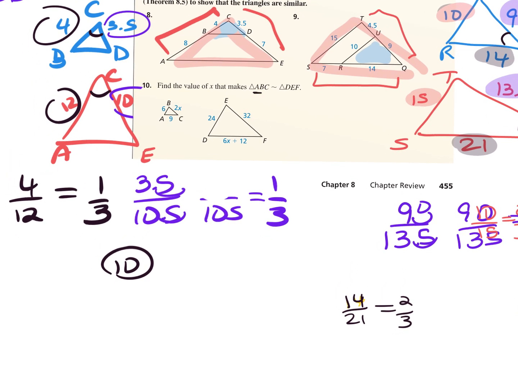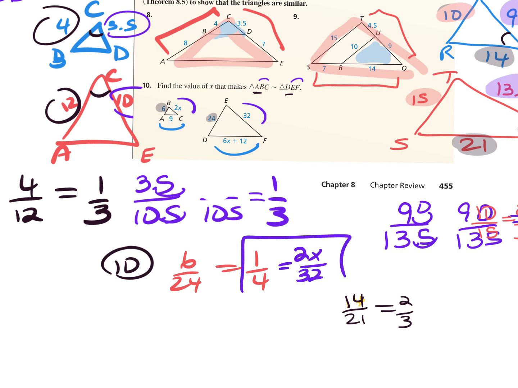So I could match AB with DE. So AB is 6 and DE is 24. So 6 over 24 simplifies 1 to 4. And then for the next ratio, I can either do AC, which is 9, and match it with DF, or the easier one would be BC, the next 2 letters, with EF. So then I could take my 1 to 4 and then match 2x over 32. This will be the easier proportion to solve.